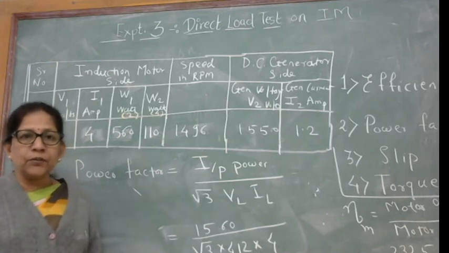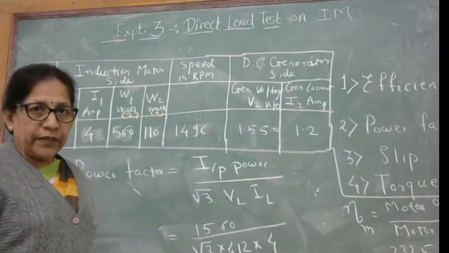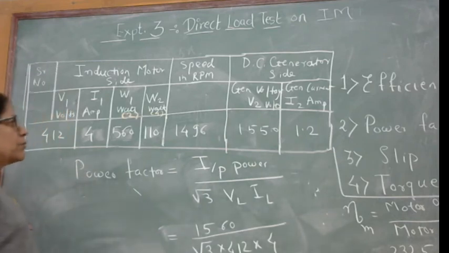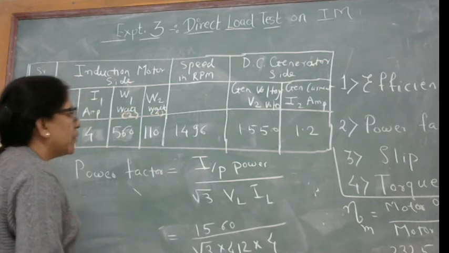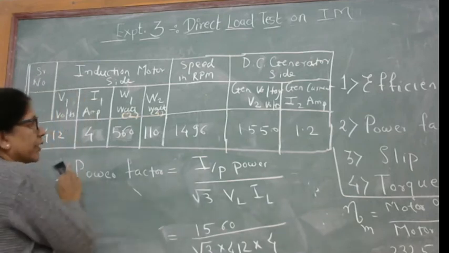So the induction motor shows a low power factor. As here we have connected a very small load, both calculations show comparatively low values. Power factor is 0.54, efficiency is 0.14.